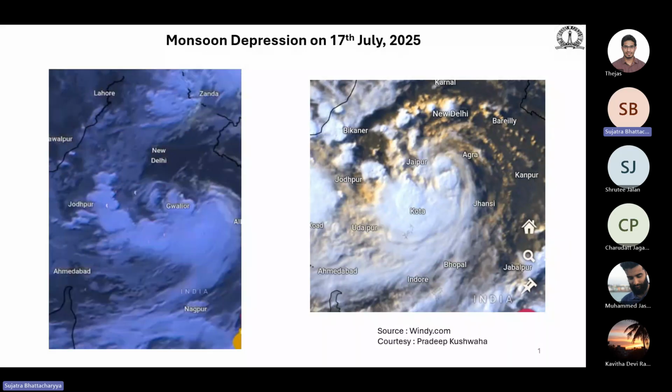And a snapshot of this particular depression is seen in this image, which is taken on 18 July, the next day. So you can clearly see these cloud bands across this depression, which is a typical structure of how a depression would look like if you look at it from a top view.